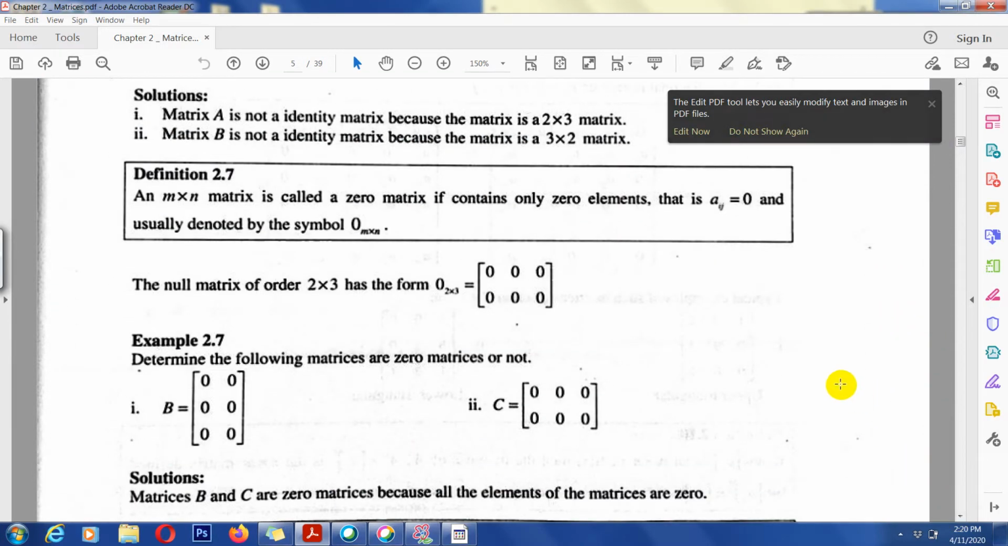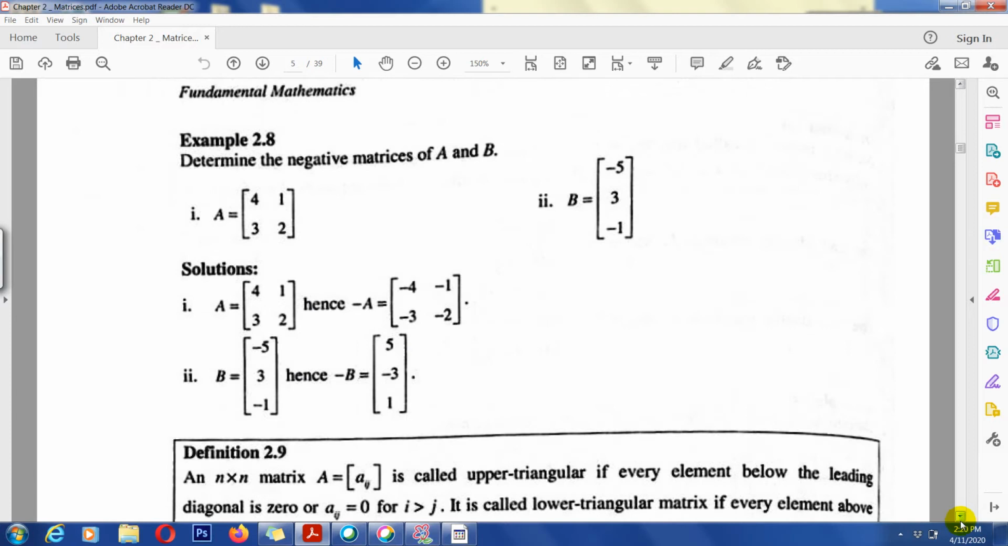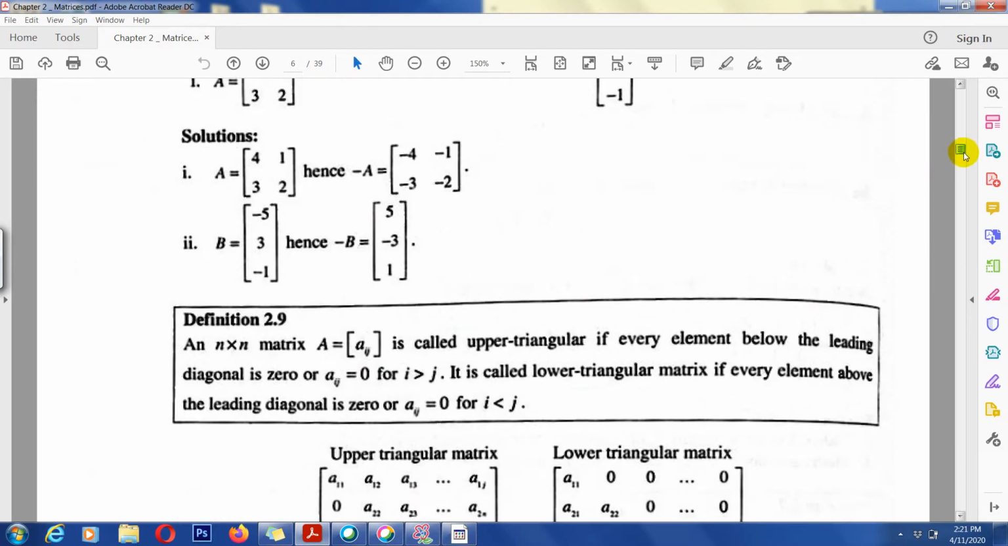An m by n matrix is called a zero matrix if every entry is a zero element. Easy and simple. Next, the negative matrix. For a negative matrix we can factor the negative outside. That's all. Here, is it positive or negative? Negative. This is a positive matrix. If we put a negative, everything inside should be negative. The same happens here, negative B.